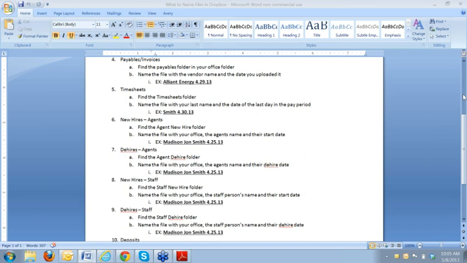And if you have more than one check, put them all in one deposit slip. There's no need to do one check per deposit slip. It's easiest just to do all commission checks on one slip per day.